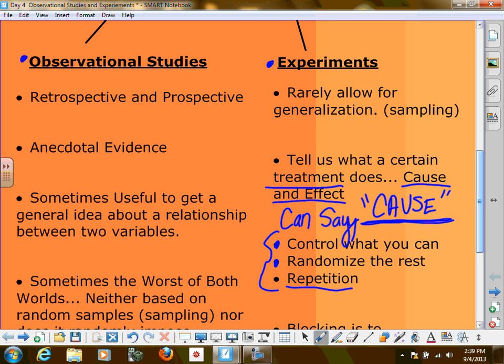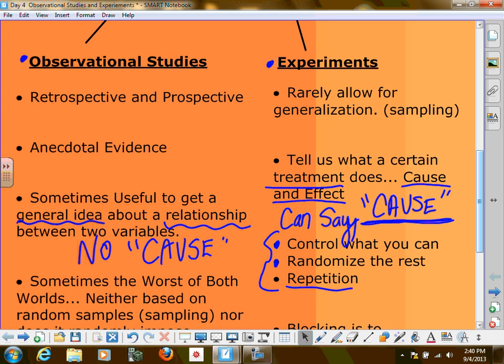An observational study only has the power to give you a general idea about a relationship between two things. I could say there is a link between concussions that you're experiencing in football and brain damage, or maybe Alzheimer's. So all I can say is that there is a link. I cannot say the concussions cause brain damage. So you cannot say cause. And here's why. There's too many other things.